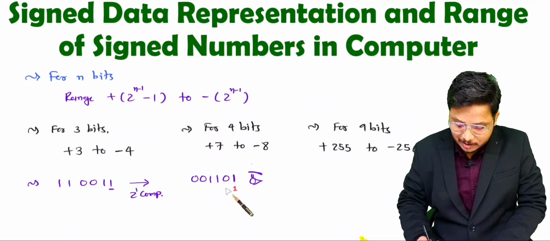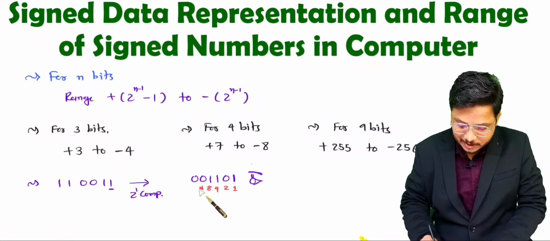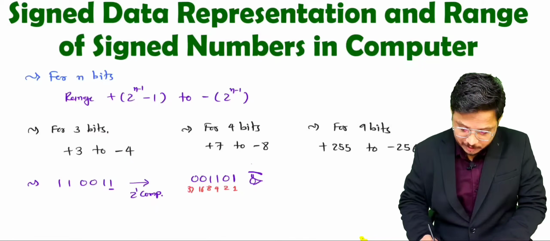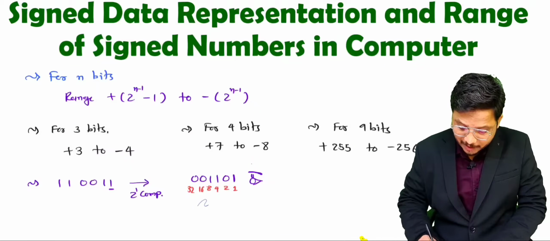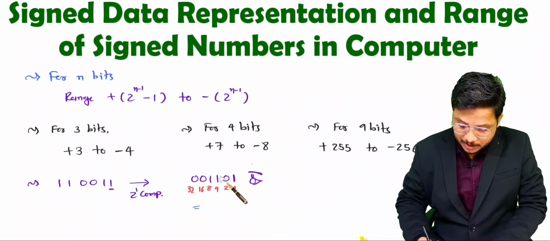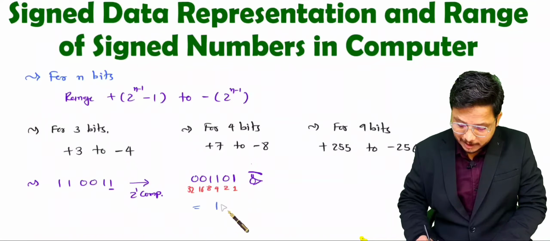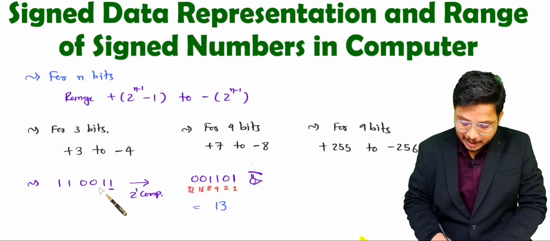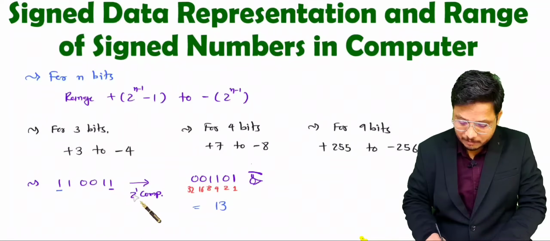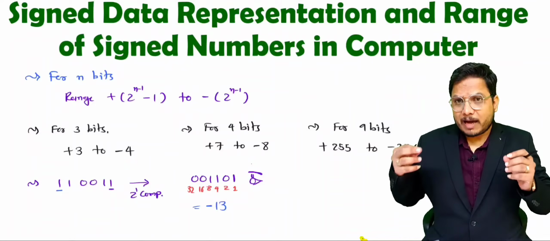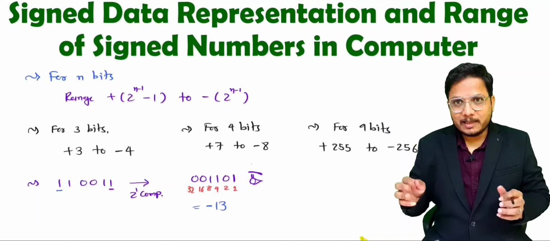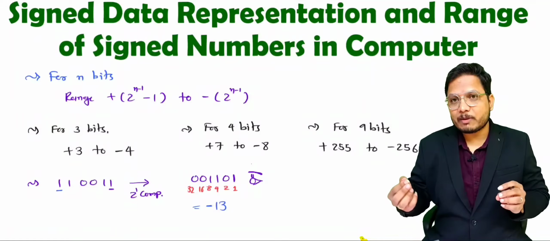You see 1, then 2, then 4, 8, then you will be having 16, then you will be having 32, right? So here, how to identify the values? So 1 plus 4, 5 plus 8, so that will be 13. So 13 is the magnitude, and as per this first digit, that is 1, based on 2's complement, this is minus 13. And remember, minus 13's 2's complement, that is plus 13, and plus 13's 2's complement, that is minus 13, right?